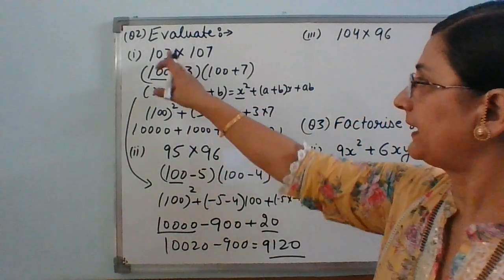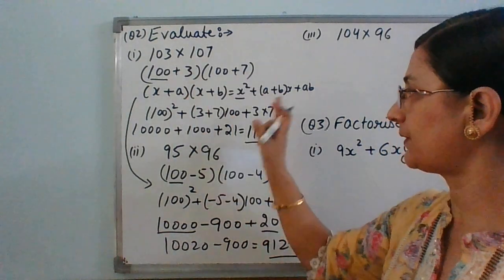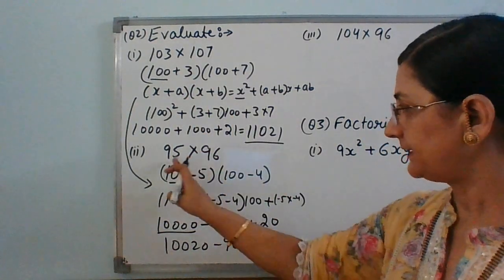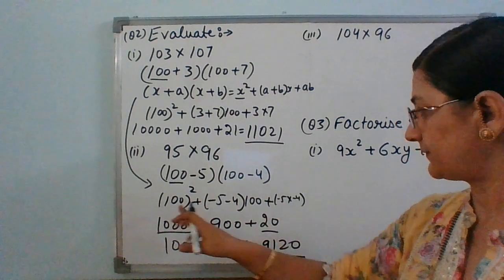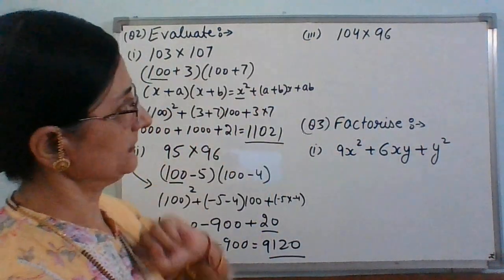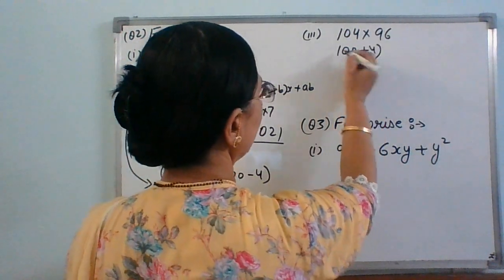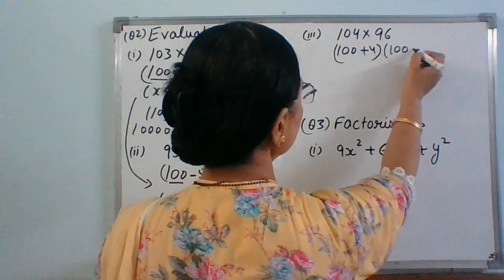So here, 103 and 107. 100 plus 3, 100 plus 7. Applying this formula, solve. Here 100 minus 5, 100 minus 4. Apply the formula and you'll get the answer. Now let us see this here. Here it will be 100 plus 4 and here it will be 100 minus 4.